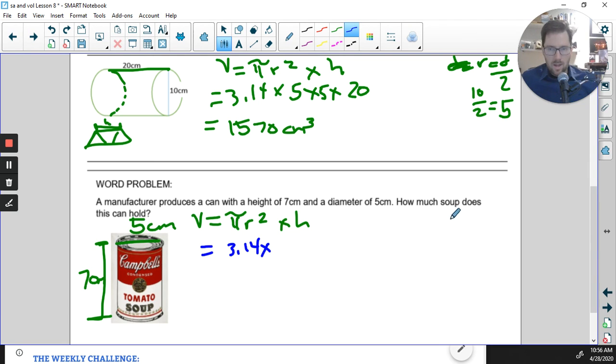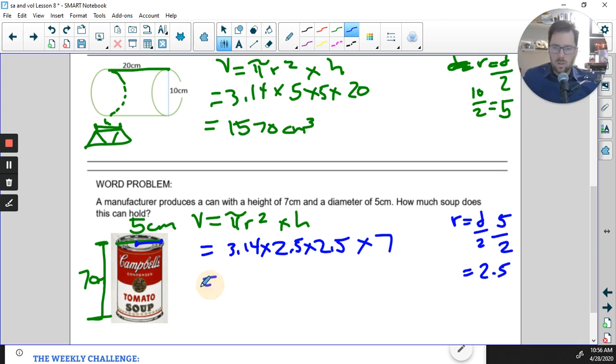We know that radius equals diameter divided by 2. And so we've got 5 divided by 2 equals, that's right, 2.5. Okay, so times 2.5 times 2.5, because that's what our radius is going to be. Half of 5 is 2.5, times our height of 7. So into the machine, 3.14 times 2.5 times 2.5 times 7 equals, oh, we got a few decimal spots.